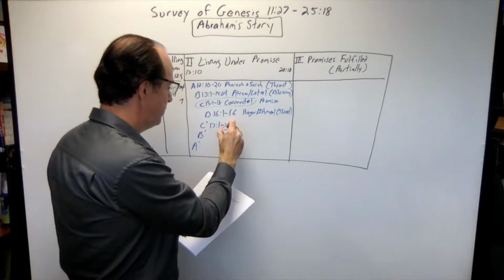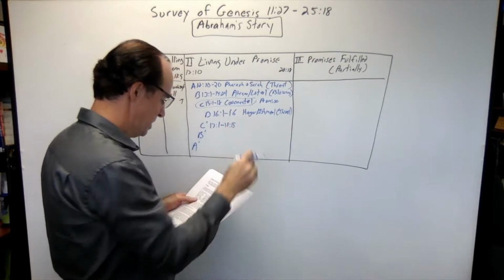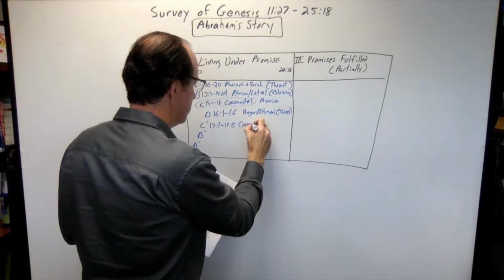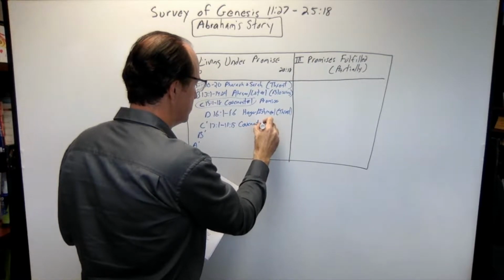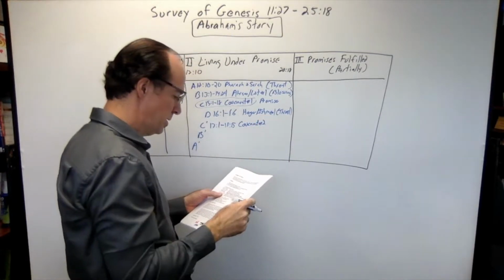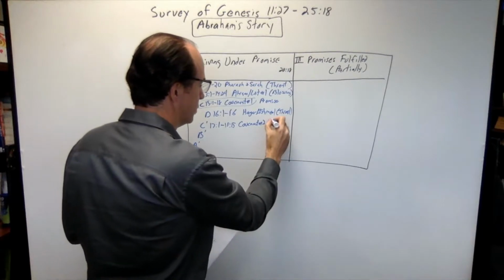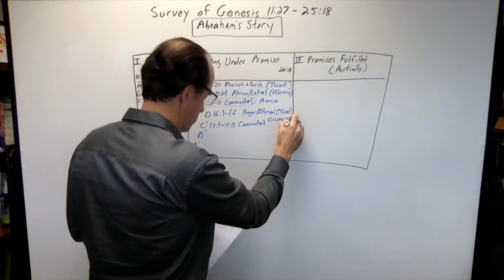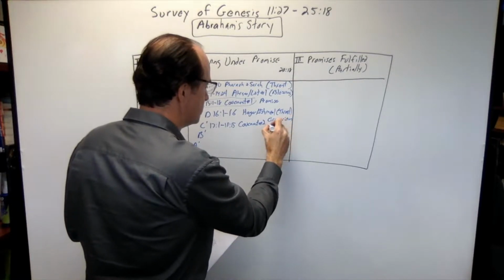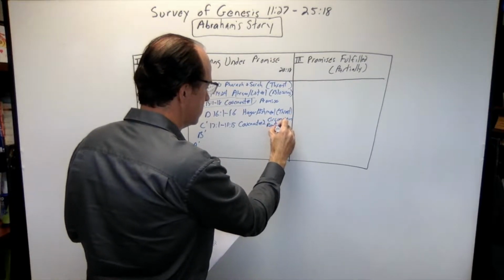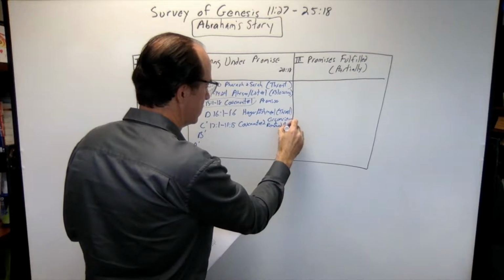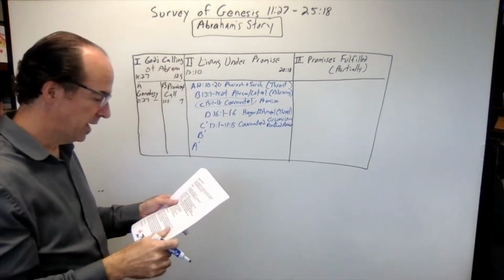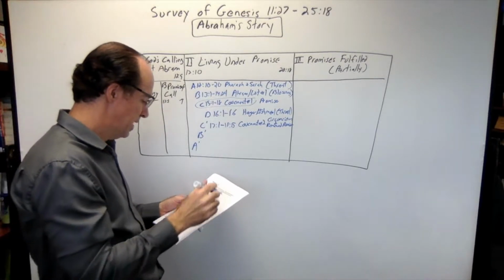17:1 to 18:15 has to do with the covenant, calling this covenant number 2. And this is the Abrahamic covenant itself, where we have circumcision and renewed promises, including Abram becoming Abraham. And then we have B.